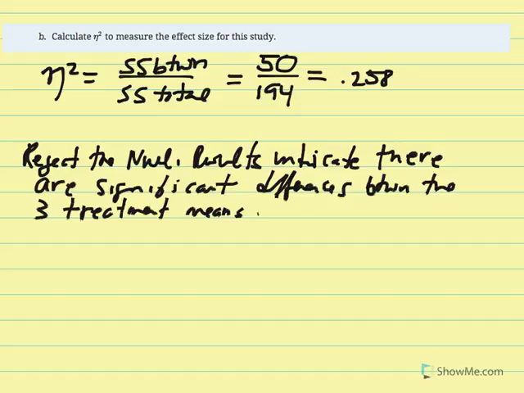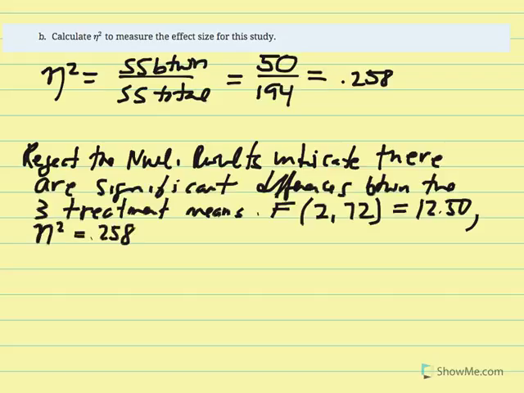And our F, we conduct an F test with degrees of freedom 2, 72, and our F was equal to 12.50, and our eta squared was equal to 0.258, again indicating that 25.8% of the difference that we are detecting is due to treatment.